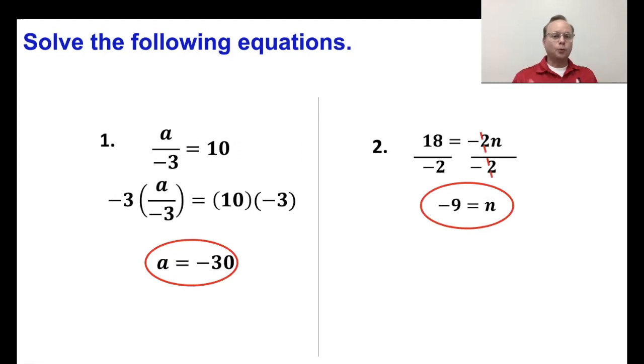Okay, number 1 got it just a little bit tricky because that's a divided by -3. So what's the opposite of division? Well, that's multiplication. So you just need to multiply both sides by -3 and you'll get it.